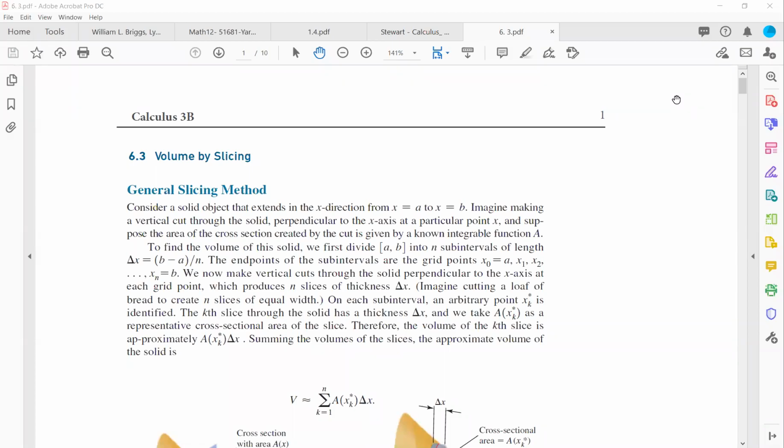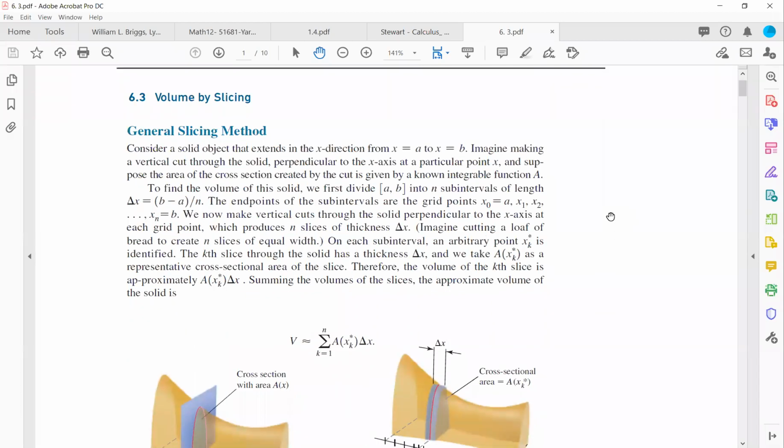Very well. 6.3, finding the volume by slicing. So suppose you have a solid object and your X ranges between A to B. Suppose you're making vertical cuts.